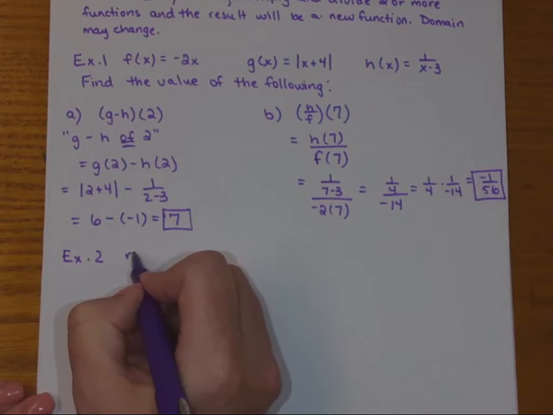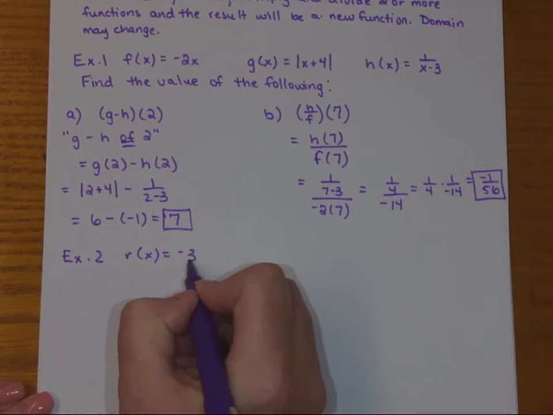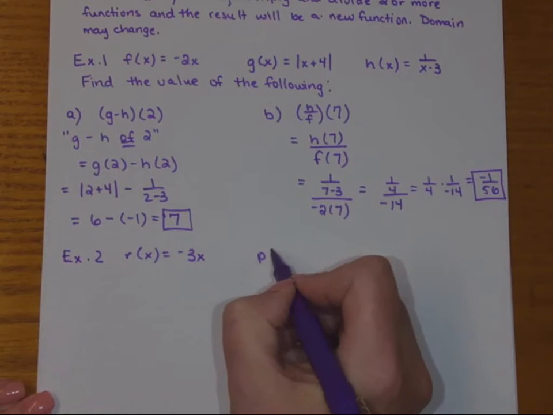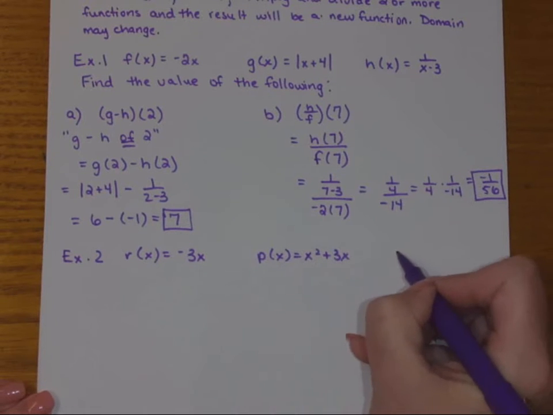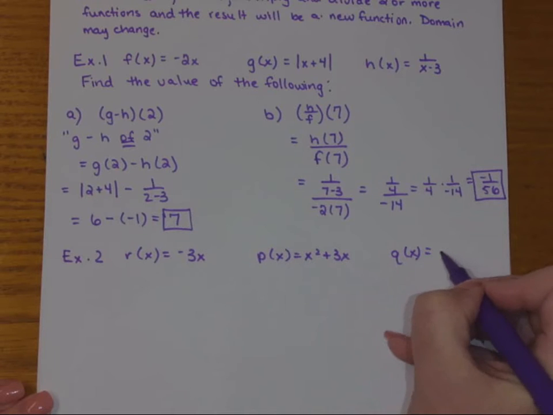Okay, so let's look at 3 different functions. So we have r, which looks linear. We have p, which is quadratic. And then we have q, which is a square root function.